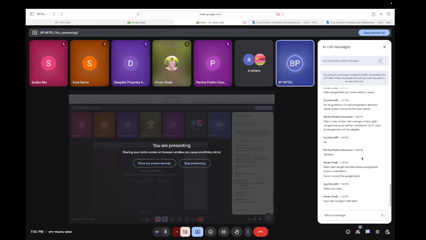I think where you are submitting your assignments, if you open that portal, there would be an option to raise a query, or in the feedback form also you can write, I guess.